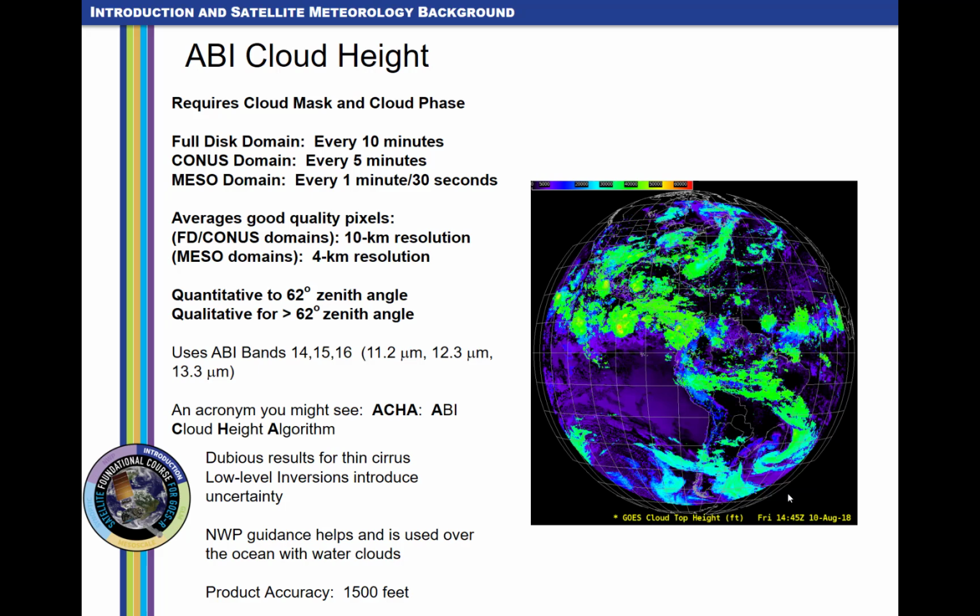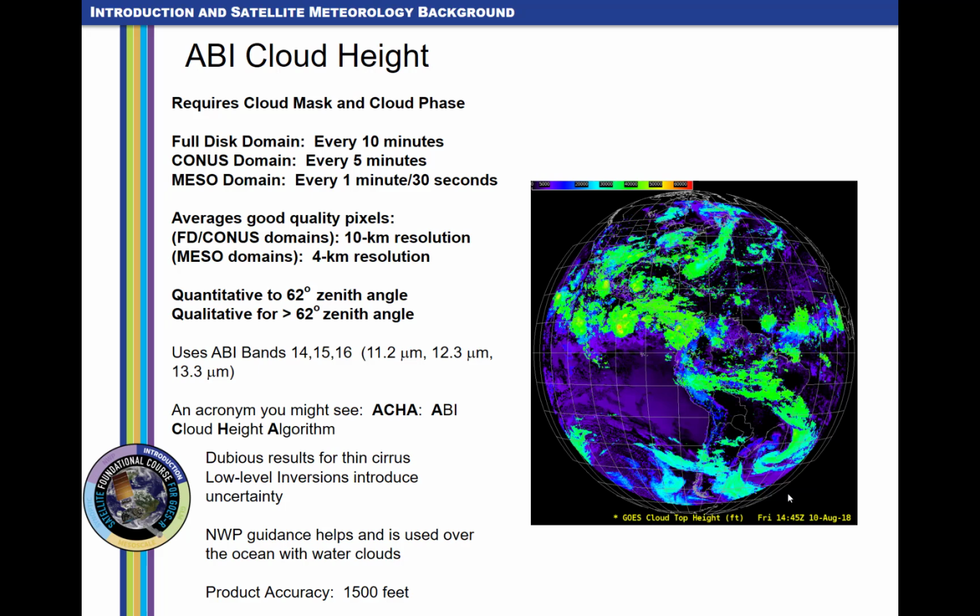meso image. For full disk and CONUS domains, the product has a 10-kilometer resolution, meaning a 5 by 5 pixel footprint can be used. The best 2-kilometer pixels within the footprint give the information. In the meso domain, there is a 4-kilometer resolution. That is, a 2 by 2 pixel footprint is used.